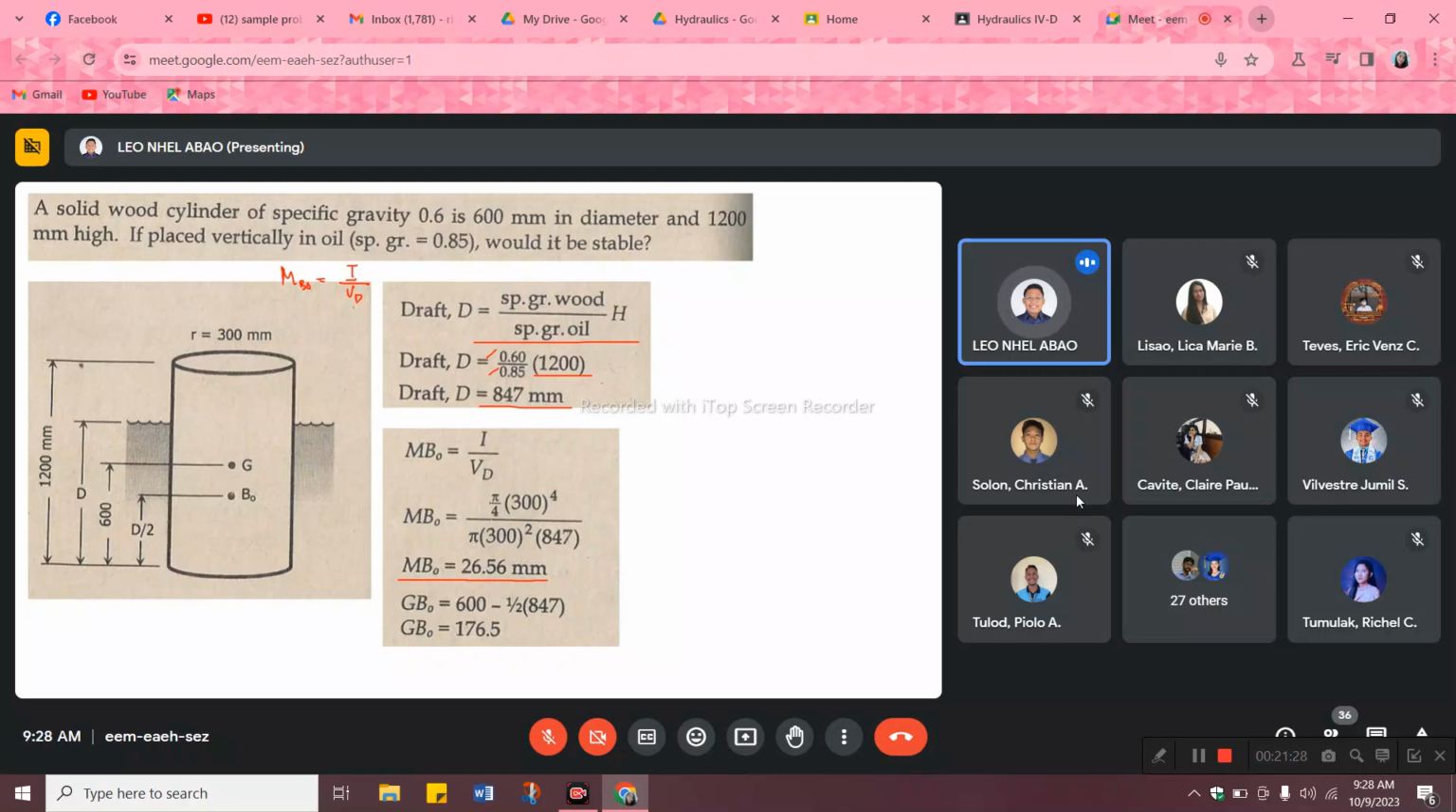And then, what remains is to find this distance, GBO, so we can compare which is larger. GBO is simply the height over 2, 1,200 being the height, so 600 minus D over 2. We know that D is 847, so divided by 2, we get 176.5. Upon observation, GBO is greater than MBO. Therefore, the body is unstable.